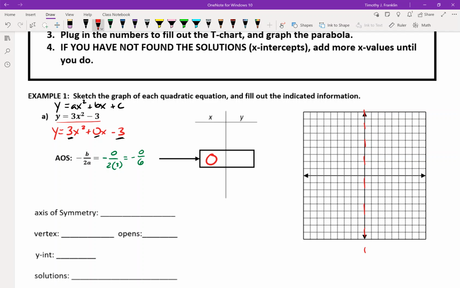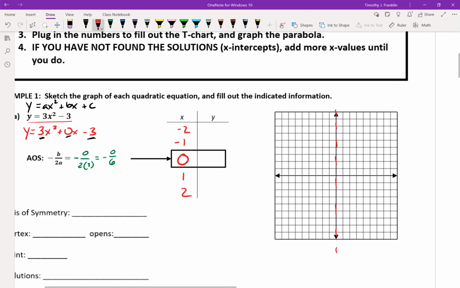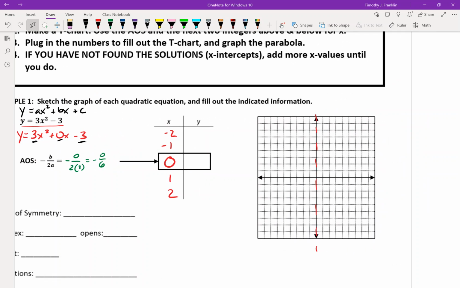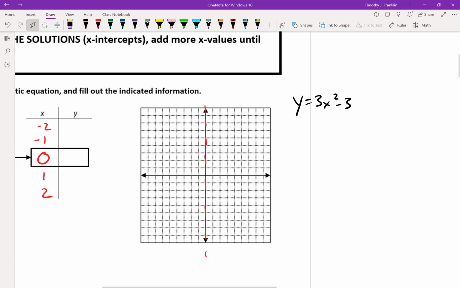Okay, but to find the points, we pick 2 numbers above and 2 numbers below the AOS. So that would be negative 1 and negative 2, and also positive 1 and positive 2. So just like any other t-chart, any other table of values, I'm going to fill this table out by plugging these x values into the equation and getting my values for y. There's not a lot of room to work here, so I'll do it over here to the side. Our equation is y equals 3x squared minus 3. And so just one at a time, I'm going to put these x values in for x to get my y value. So if I just set this up really quickly, I need 5 of these.